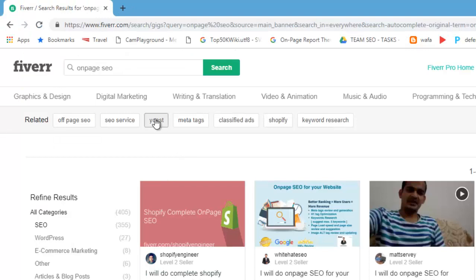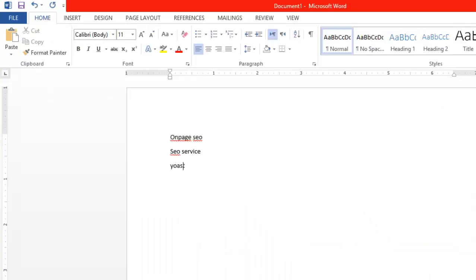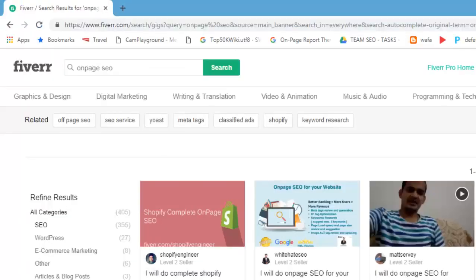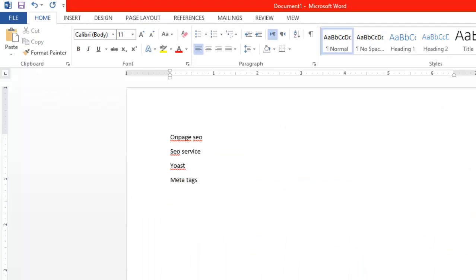The third keyword is Yoast, which is a WordPress plugin for SEO optimization. And the fourth keyword is meta tags. Okay, both of them are related. The fifth keyword is classified ads, which is not exactly related to my service, so I'm not gonna use it. The next keyword is Shopify, which is the e-commerce CMS, and the next one is keyword research. Both of them are related to my service, so I'm gonna use them. Okay, so I got a list of 6 keywords.